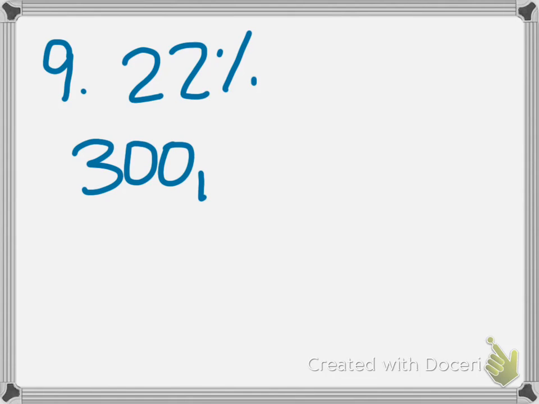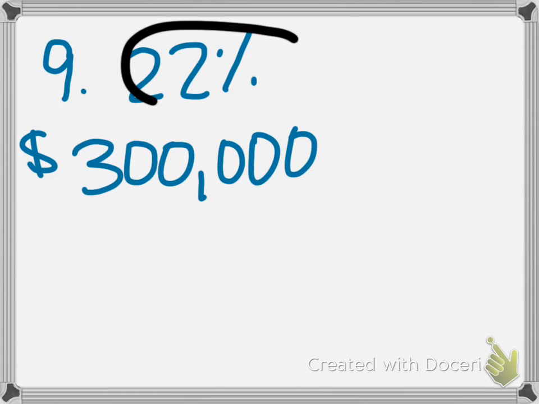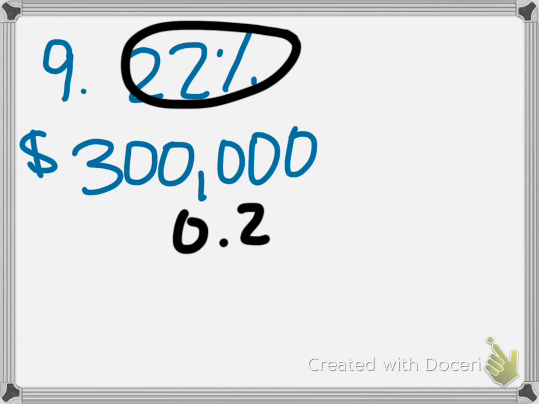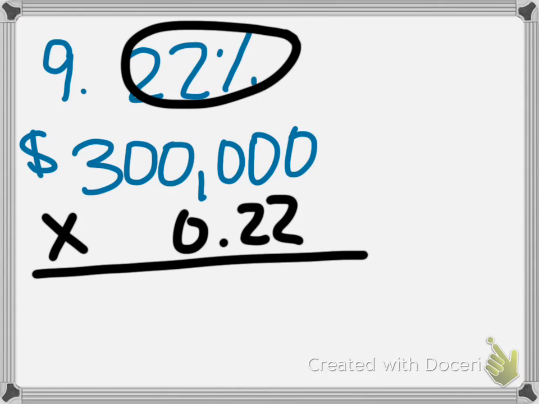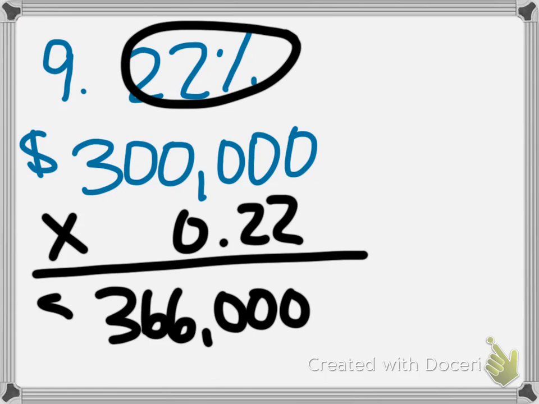Number 9, sales at a grocery store increased 22% during the month of December. If the monthly sales are usually $300,000, how much are the sales in December? Well, we need to change the percent to a decimal and multiply by 300,000 to find our answer, 366,000. Okay, number 10.